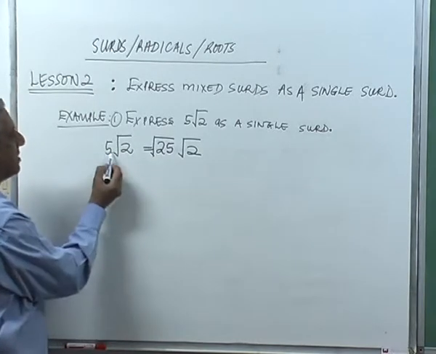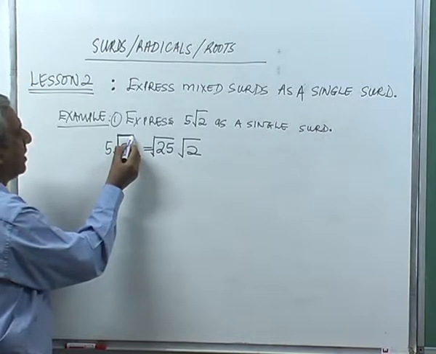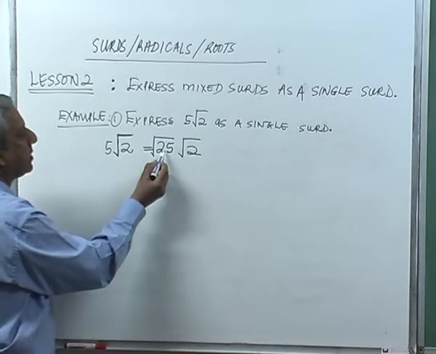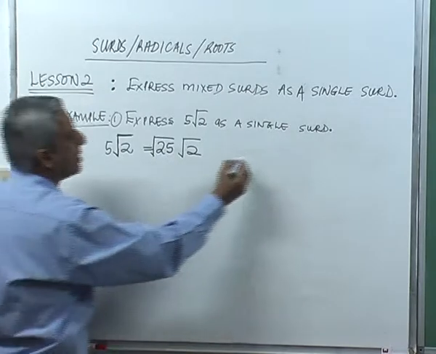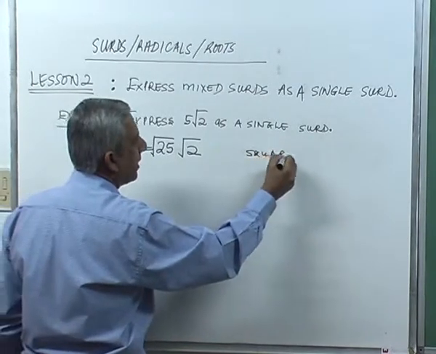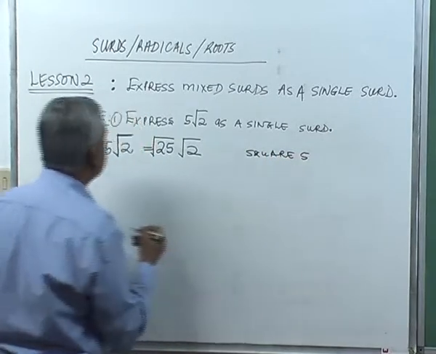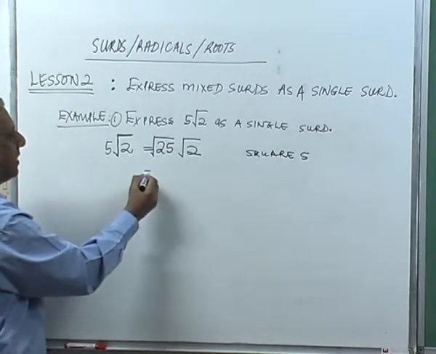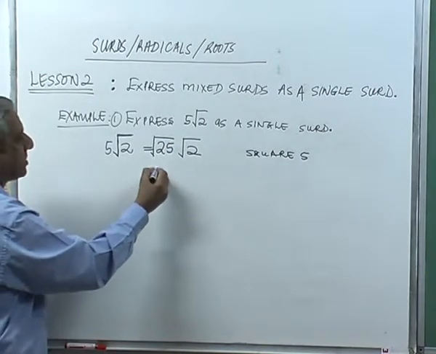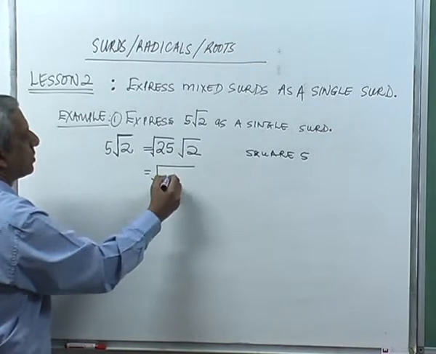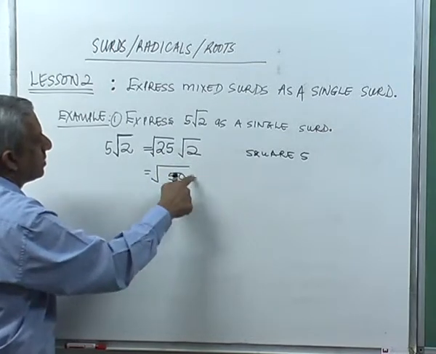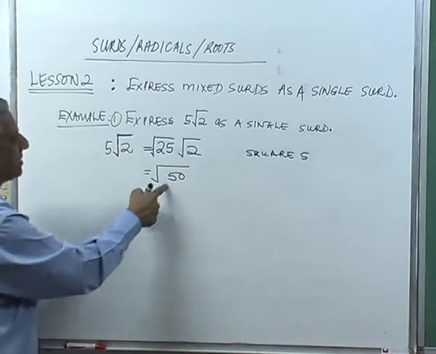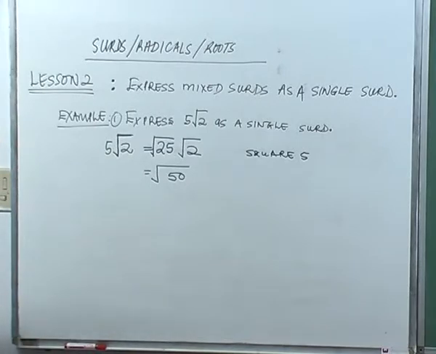I'll repeat. This is a square root sign. Therefore, take 5, square it. 5 times 5, 25. Right? So, I'll say here, square 5. That's the secret. Square 5, you get 25. Place a square root sign on top of it. And now, we are working in reverse. 25 times 2, 50. So that's your answer. You have now expressed the mixed surd as a single surd.